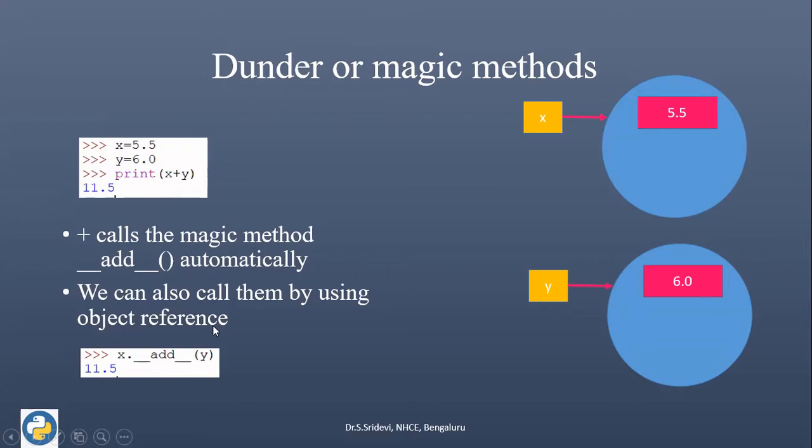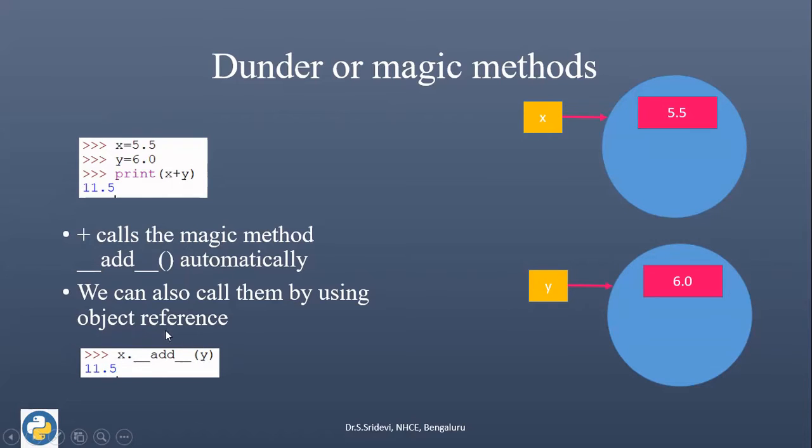To call the magic method, we need a reference to the object. So here we have two objects, x and y. I can use any one of the references to invoke this method. I'm using the reference x. So I'm going to call x dot double underscore add double underscore. Now for this, I need to pass one argument, that is nothing but y.